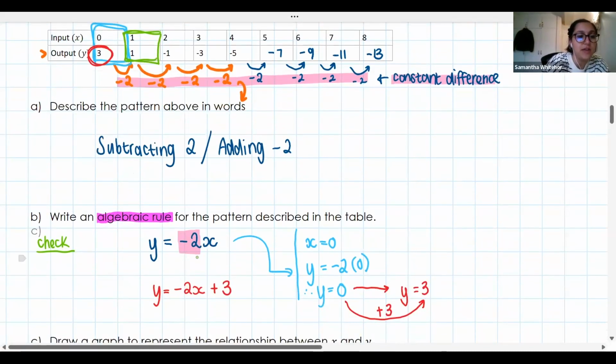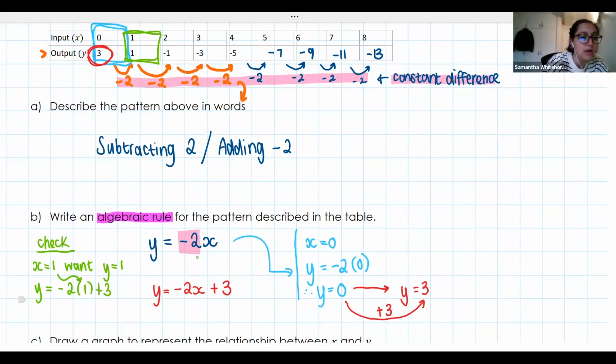And we check. So if x is equal to 1, we want a y or an output value of 1 as well. So we apply our rule. y is equal to -2 times 1, because that was x, plus 3. -2 times +1 is -2, plus 3 is +1. And so because I'm getting the output value that I wanted, I know that this rule that I've written down is correct.